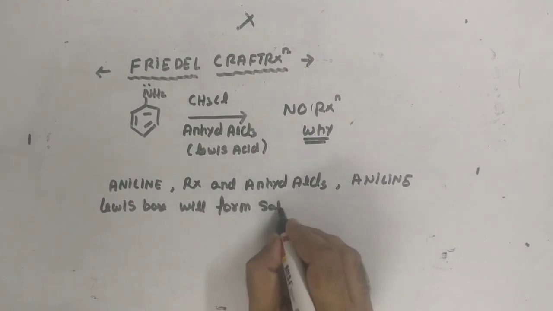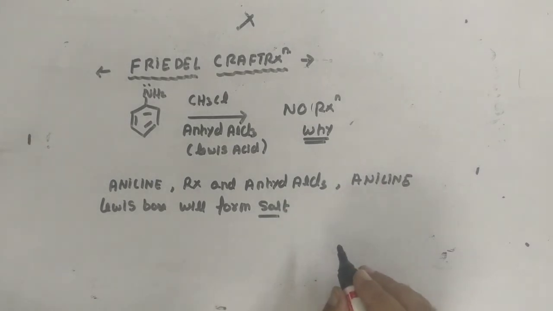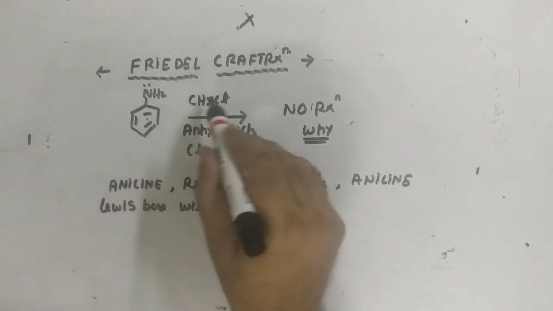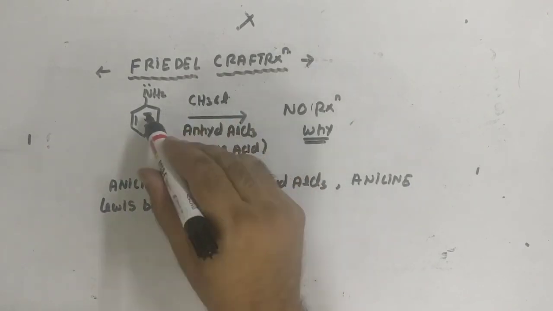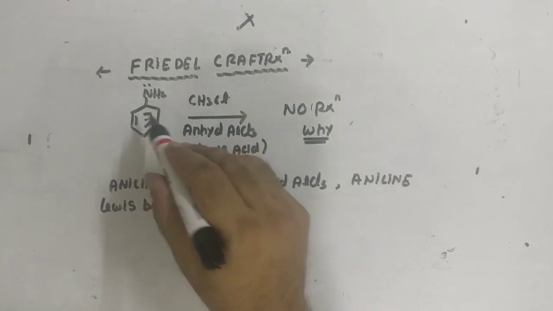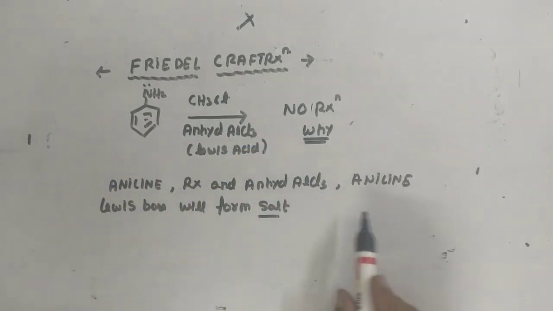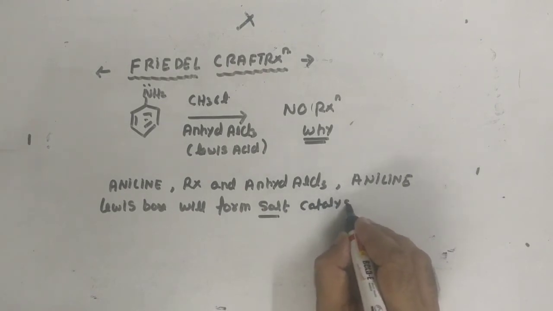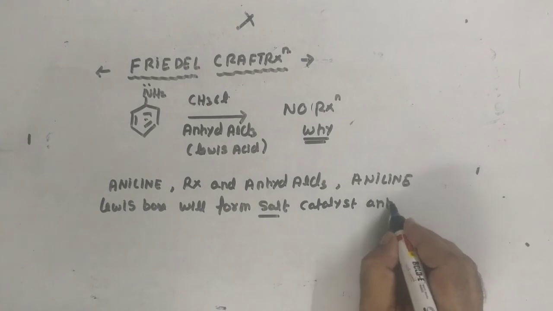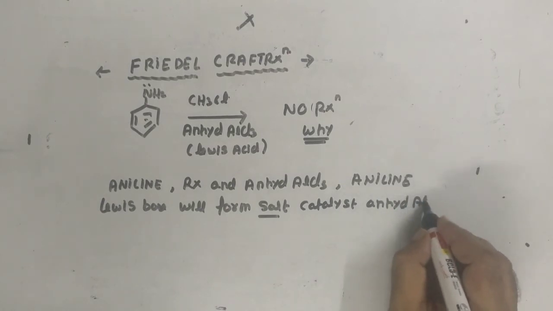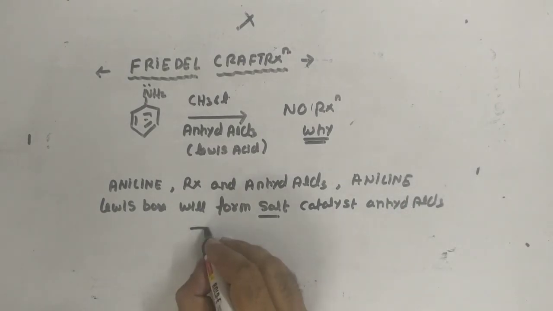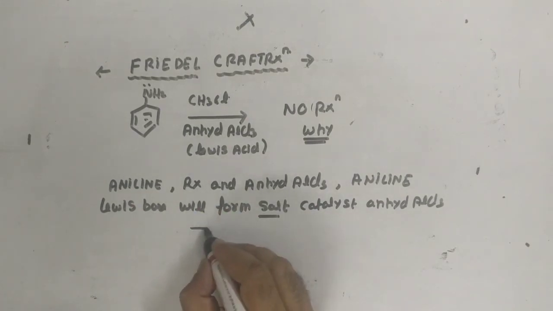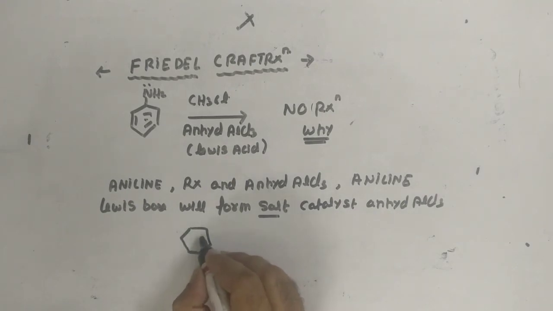In fact, it is going to react with the catalyst. A catalyst is not supposed to react with a reactant. It is supposed to facilitate the reaction between the two compounds. But instead of reacting with the alkyl halide, aniline is going to react with the catalyst, because this is a Lewis base and this is a Lewis acid. So the Lewis base, aniline, will form a salt with the catalyst, anhydrous AlCl3. So instead of undergoing reaction with RX or CH3Cl, it reacts with the catalyst.